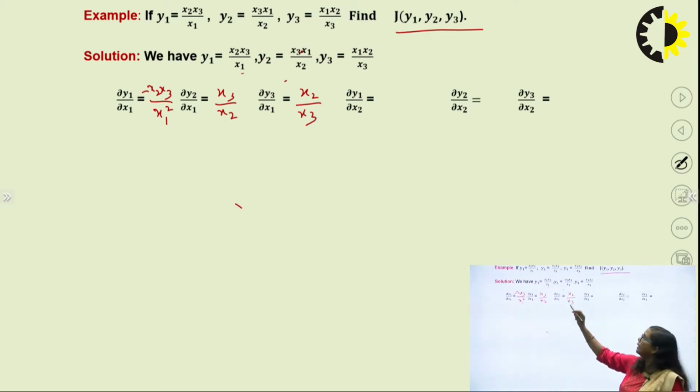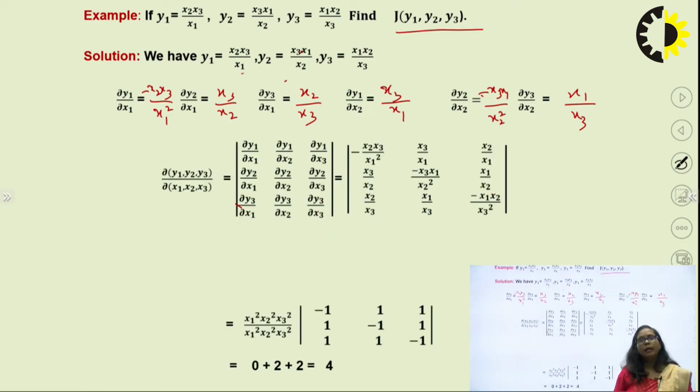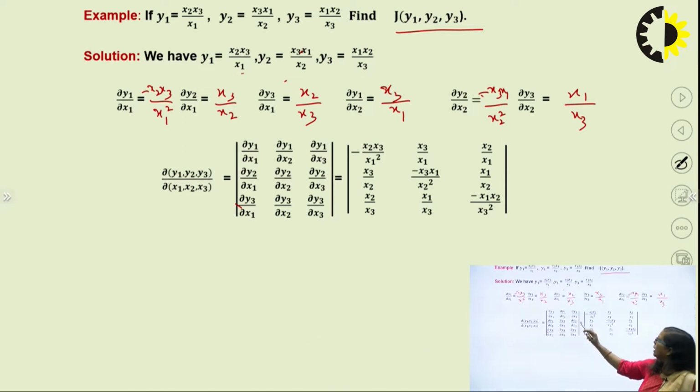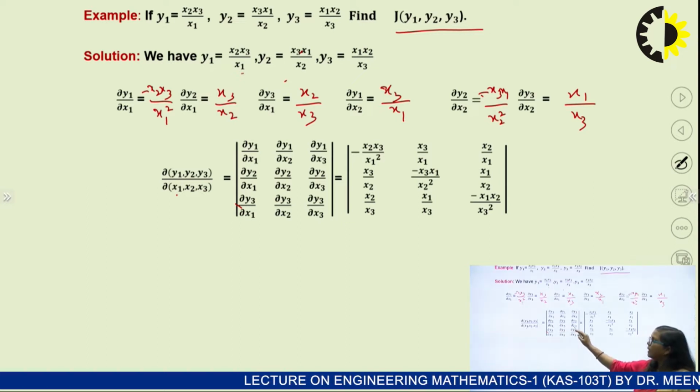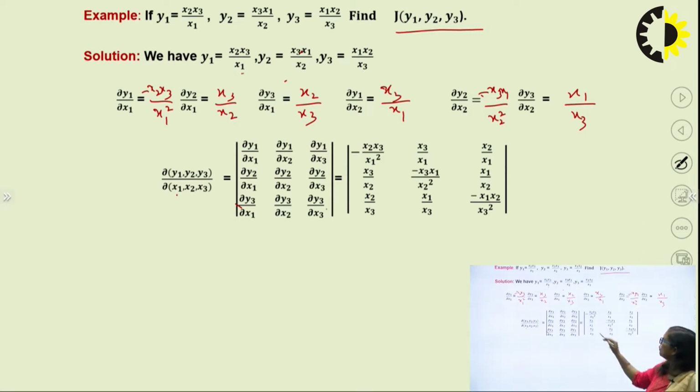Del y1 by del x2 is x3 by x1. Del y2 by del x2 is minus x3 x1 divided by x2 square, and del y3 by del x2 is x1 by x3. Similarly, we can find the other partial derivatives. Now, what is the next step? Next step, we put these partials in the definition of the Jacobian. So we take the definition of the Jacobian, y1 partial with respect to x1, x2, x3 in the first row, del y2 by del x1, del y2 by del x2 in the second row, and y3 partial with respect to the three variables in the third row. Now putting in these partials which we have calculated.